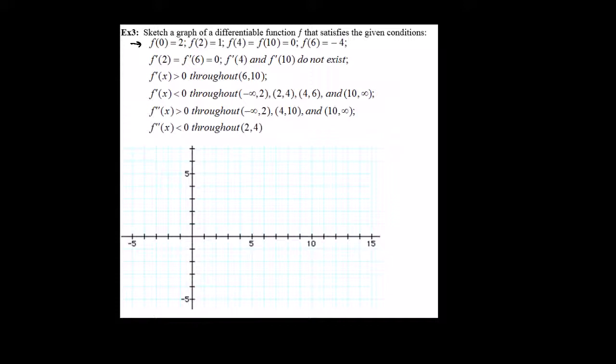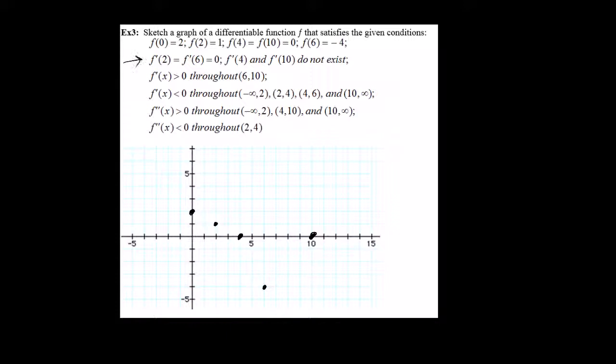So we know f of 0 is 2, so that's just a point. We're going to draw that point. F of 2 is 1, draw that point. So f of 0 is 2, f of 2 is 1, f of 4 and f of 10 are 0, so 0 and 0 here. F of 6 is negative 4, so 6, 1, 2, 3, 4. We know it's down here. So that's what the first line tells us.